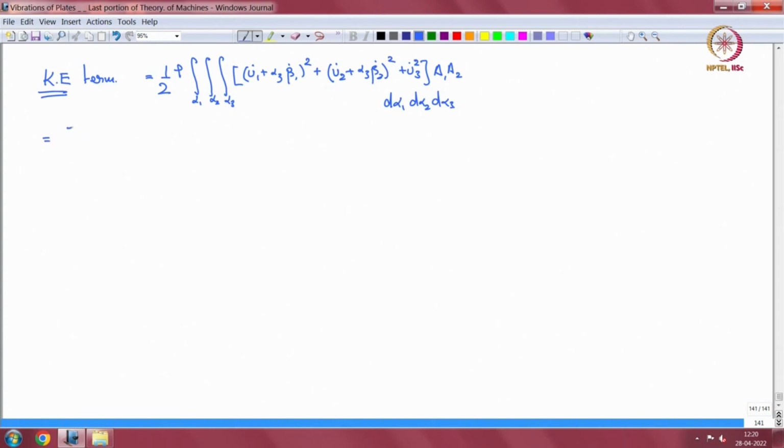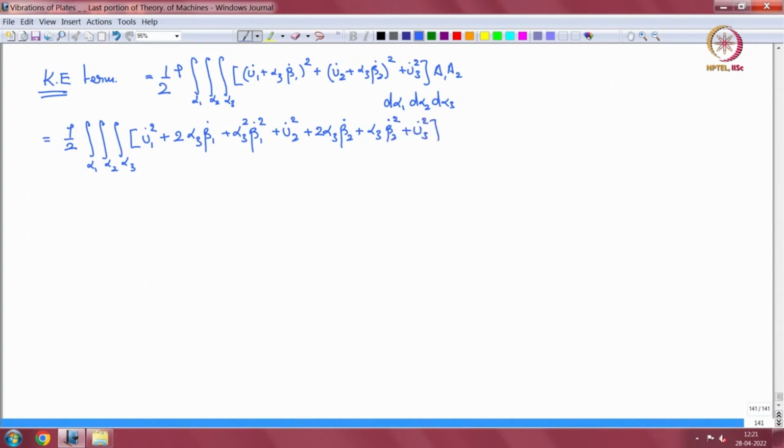Further, this is equal to rho by 2 integral alpha 1, integral alpha 2, integral alpha 3, of u1 dot squared plus 2 alpha 3 beta 1 dot plus alpha 3 square beta 1 dot squared plus u2 dot squared plus 2 alpha 3 beta 2 dot plus alpha 3 square beta 2 dot squared plus u3 dot squared, A1 A2 d alpha 1 d alpha 2 d alpha 3.